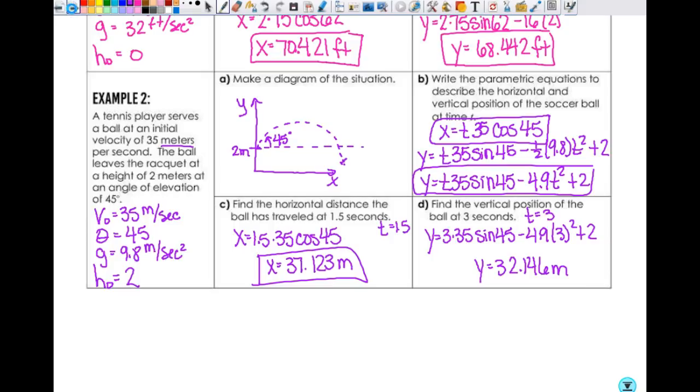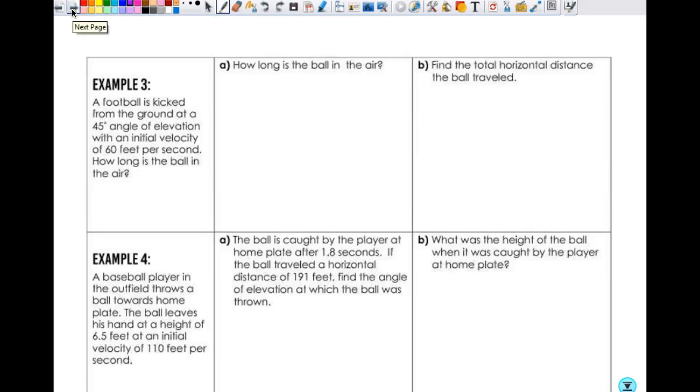Alrighty, on the back. So up here at the top, we're going to rewrite those basic equations so that we can look at them. x equals t times v sub 0 times the cosine of theta. And then y equals t times v sub 0 times the sine of theta minus 1/2 times g t squared plus h sub 0.